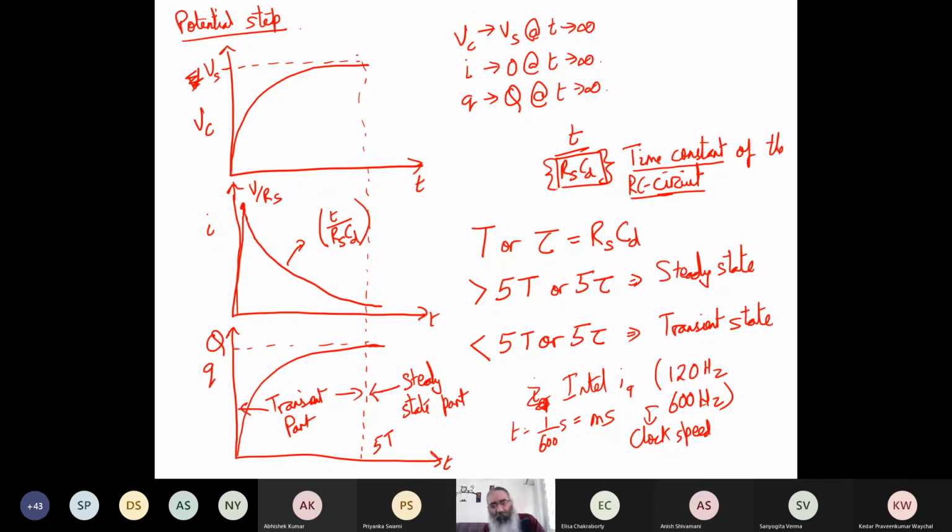But I don't want you to directly relate the 600 hertz to the capacitor. That is not the idea. I'm telling this only to give you an idea that milliseconds and microseconds are extremely routine, realistic timescales that we encounter in practice. So fortunately for us, it's in millisecond or microsecond.